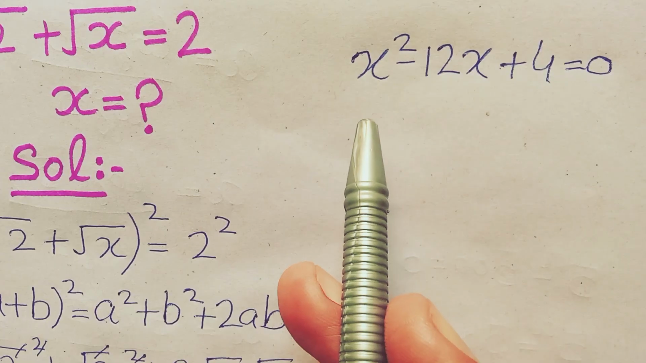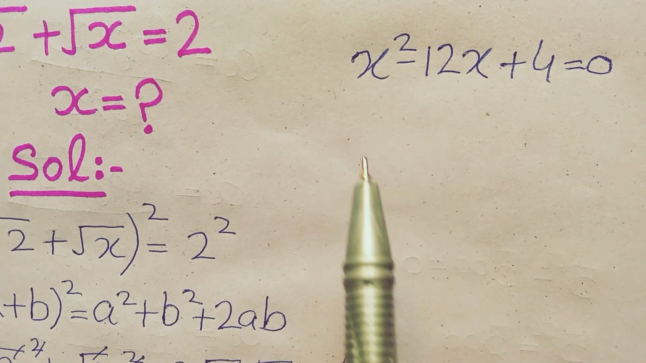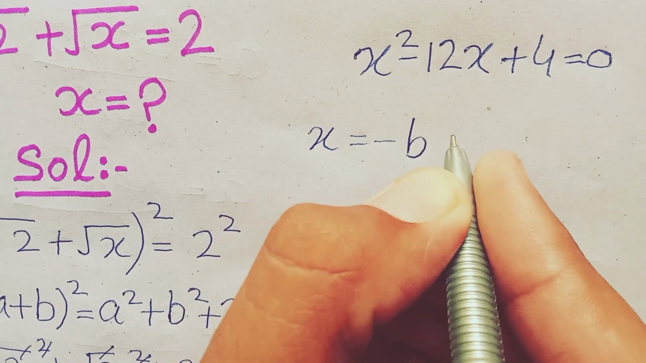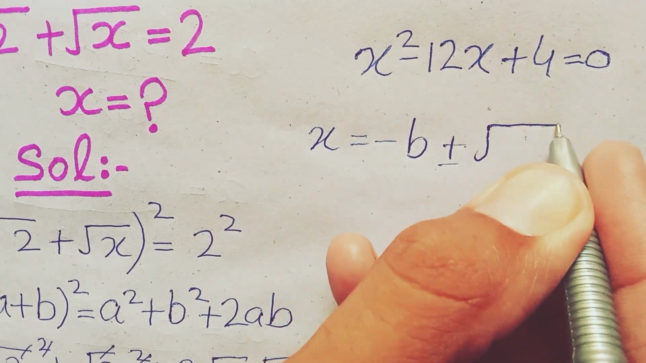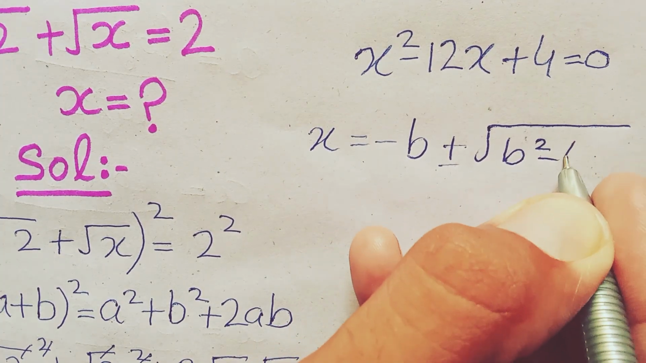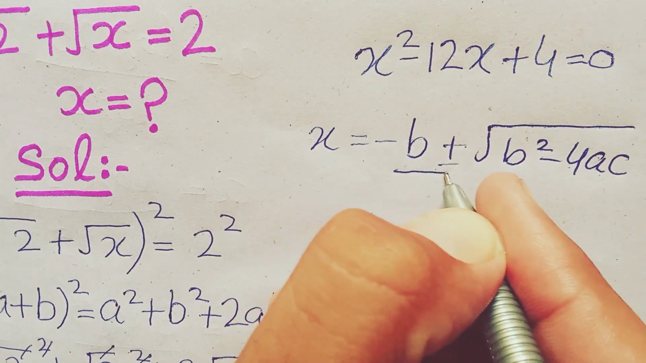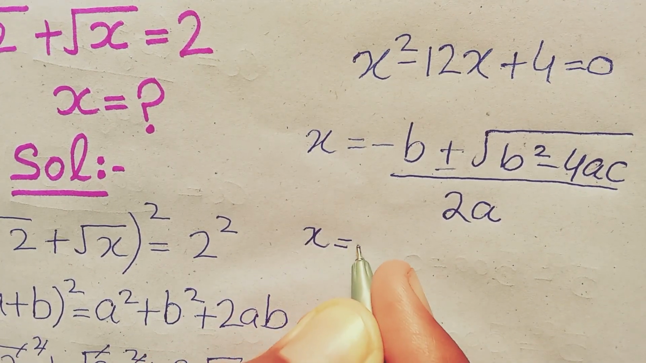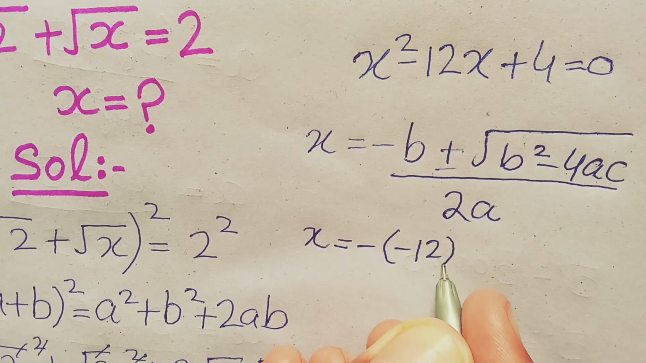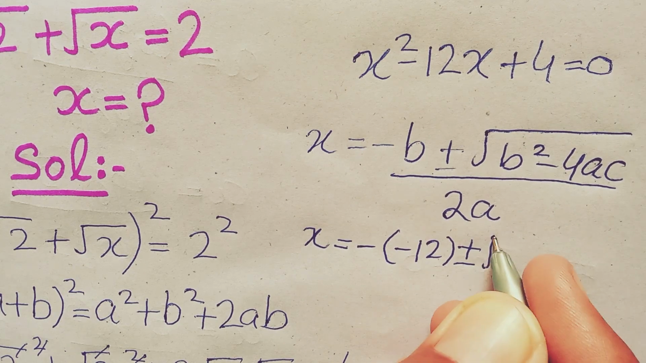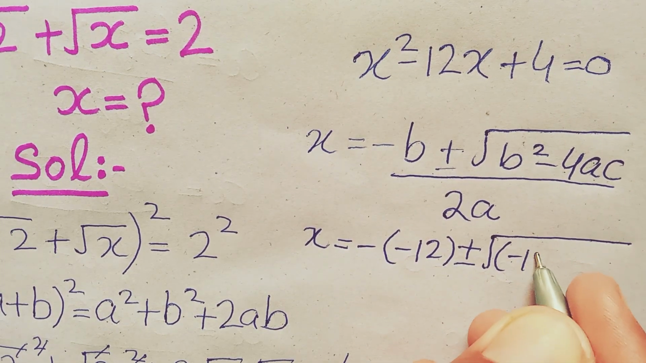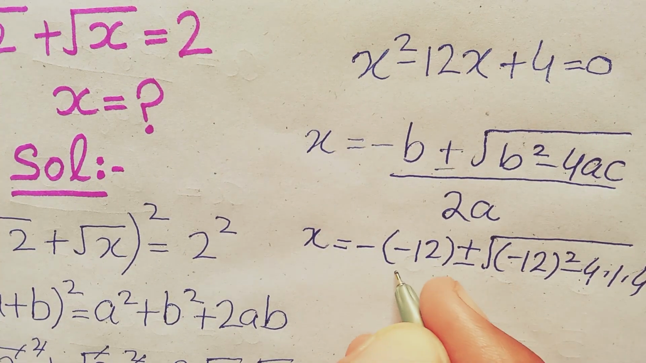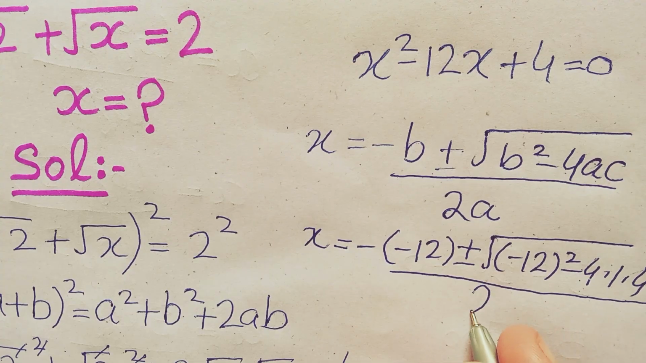Okay, dear viewers, I write the below quadratic equation here. Now the formula which is used for quadratic equation is x is equal to negative b plus minus square root of b square minus 4ac divided by 2a. We put the values in this formula, so x is equal to negative into negative 12 plus minus square root of negative 12 square minus 4 times 1 times 4, divided by 2 times 1, which is 2.